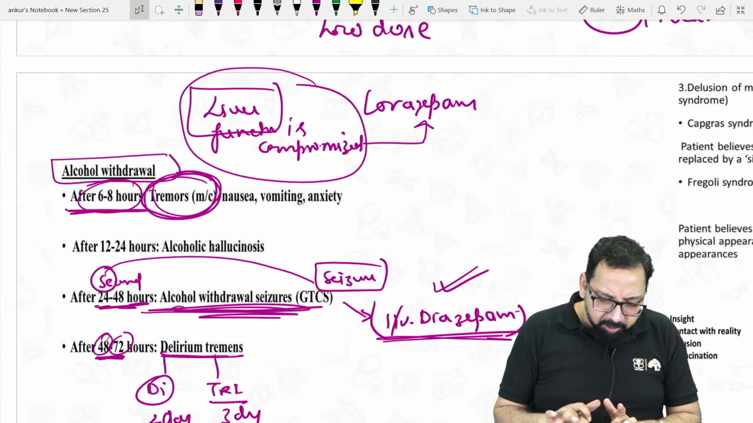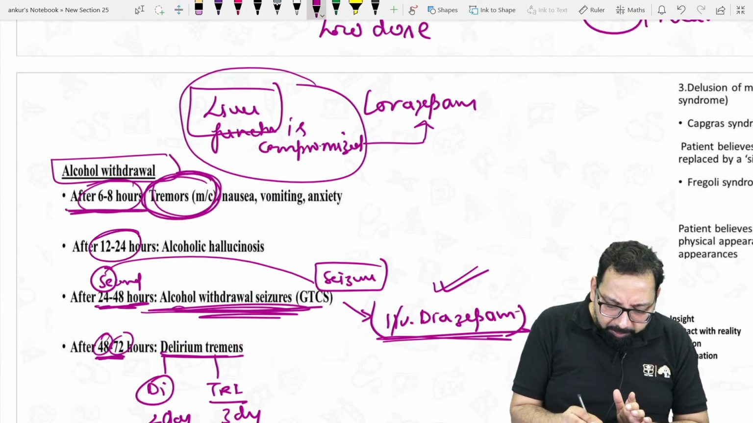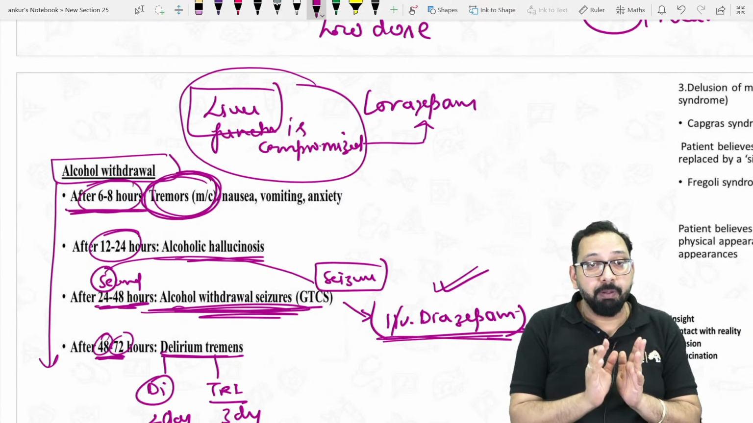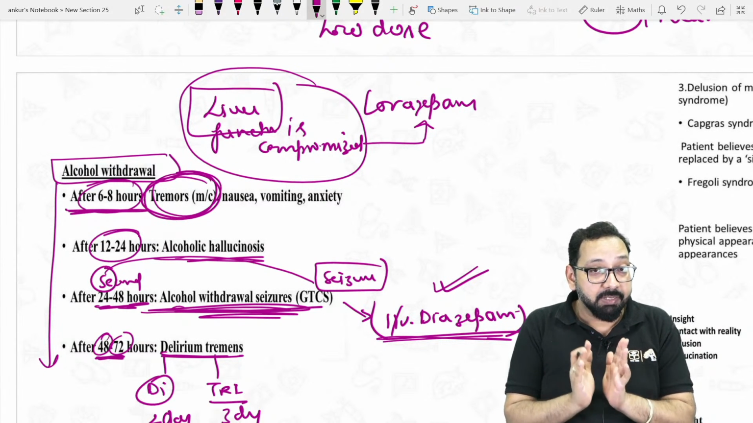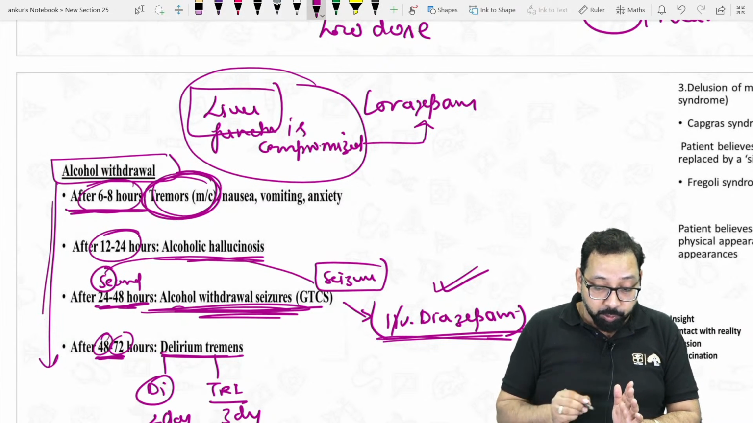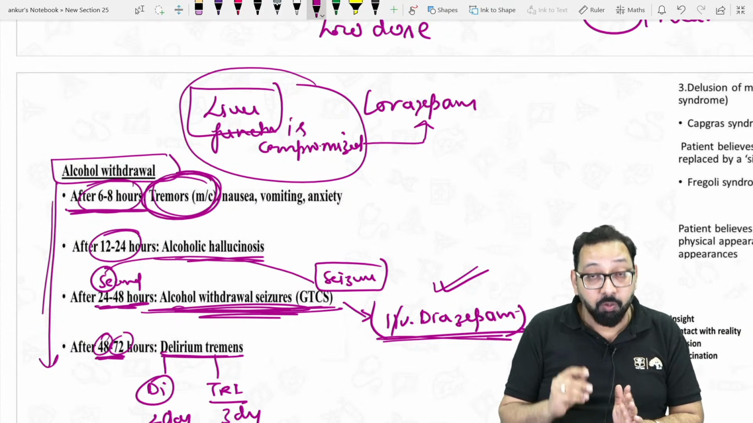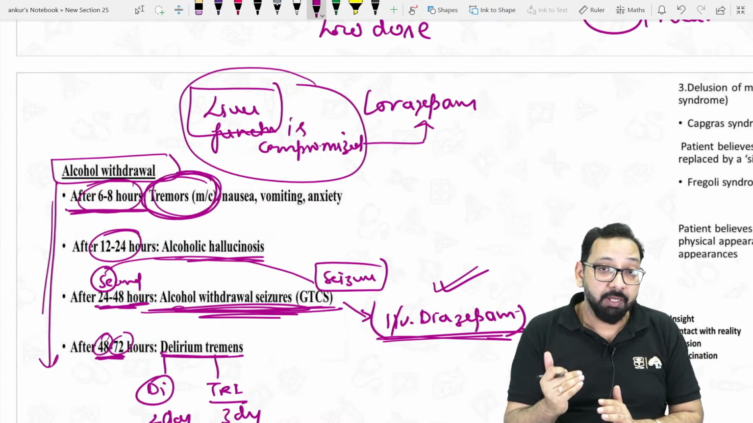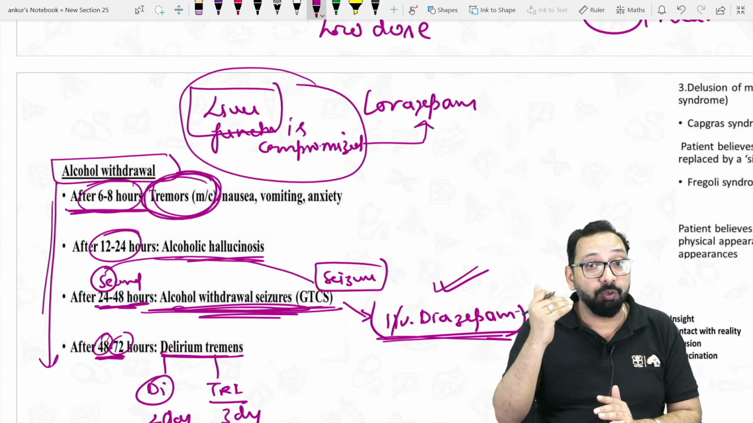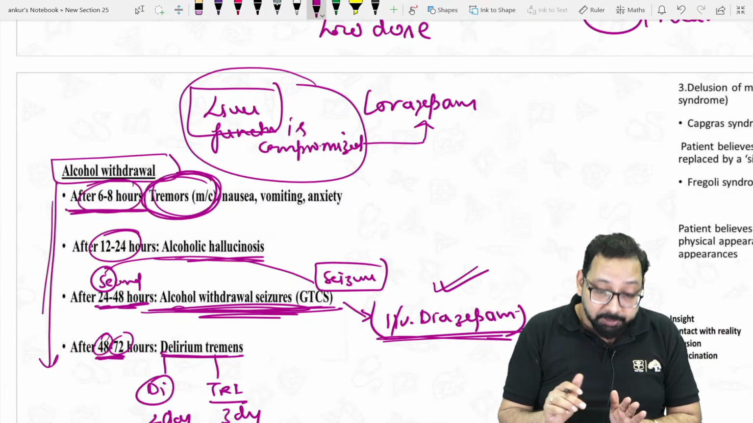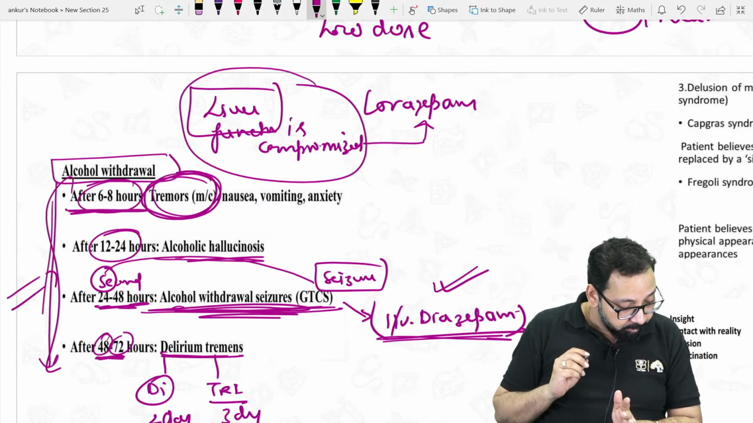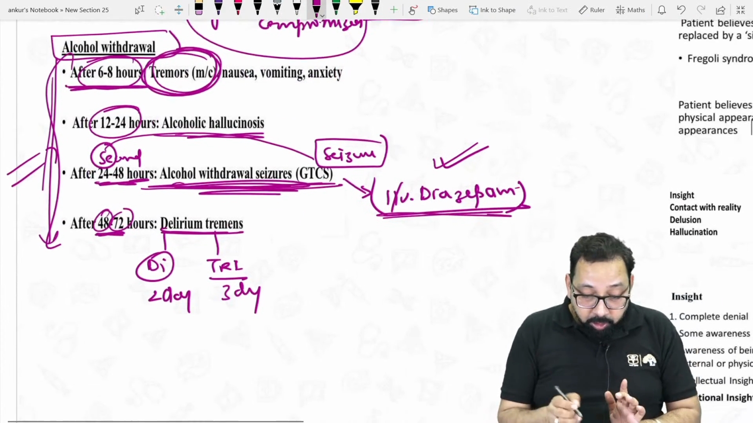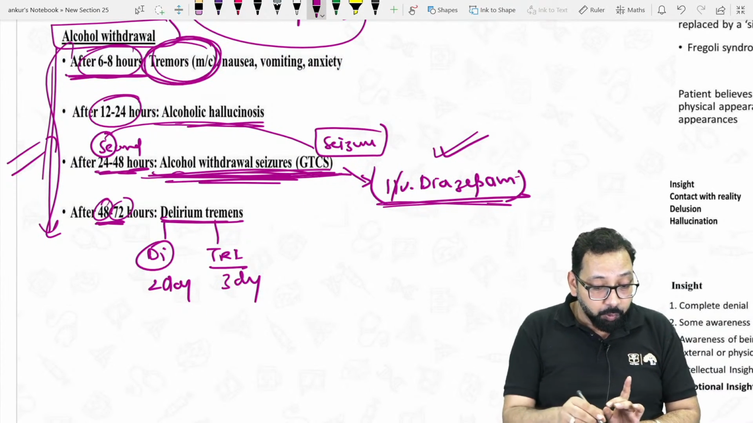After 10 hours, 10 hours, 12, after 12 to 24. Okay, remember these are the probable, means most commonly, but it doesn't mean that these are absolute. Means you may find alcoholic seizure on the first day. You may find delirium tremens on the second day. You may find delirium tremens on the first day also. So this is for question purpose.